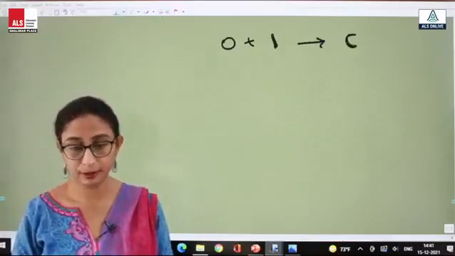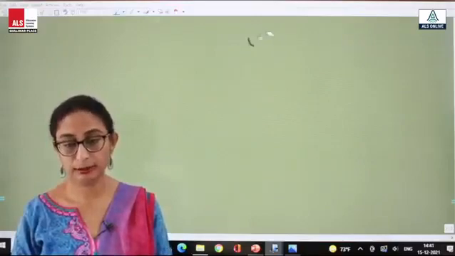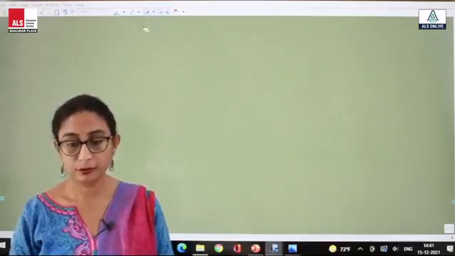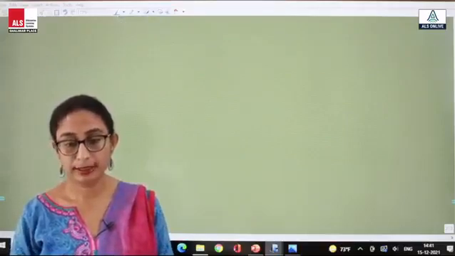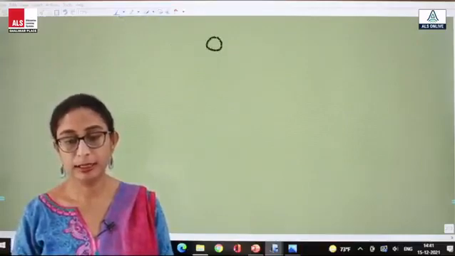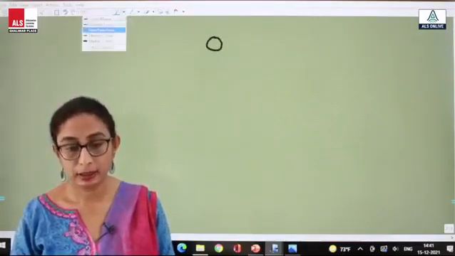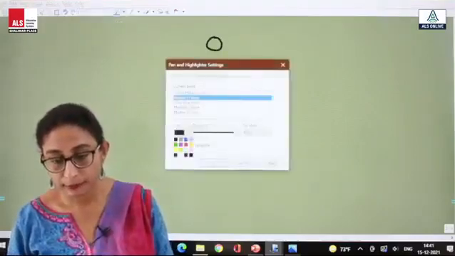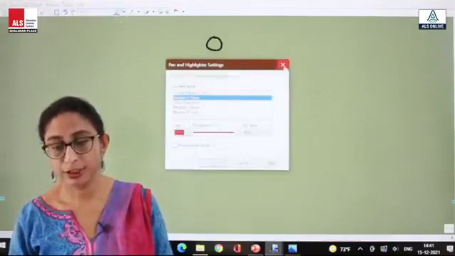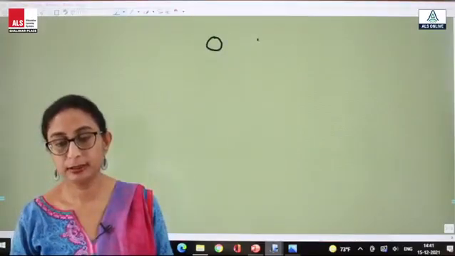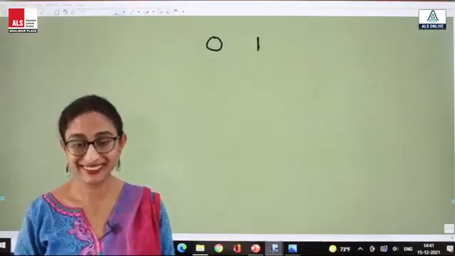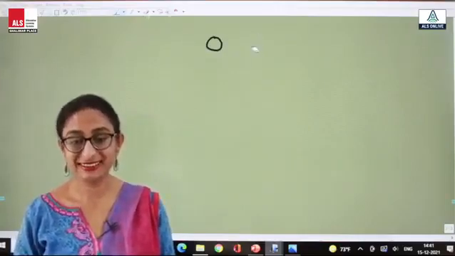Wait, let me put it in other colors so that you can understand. So first, say this is the bacterial plasmid, and this is the gene of interest. It is coming in black only. Fine, wait then, I will do something else.